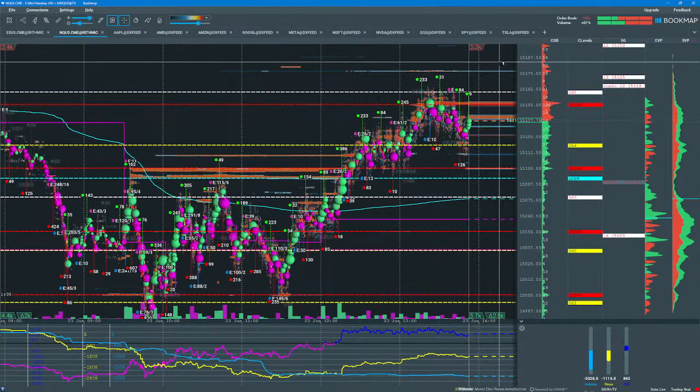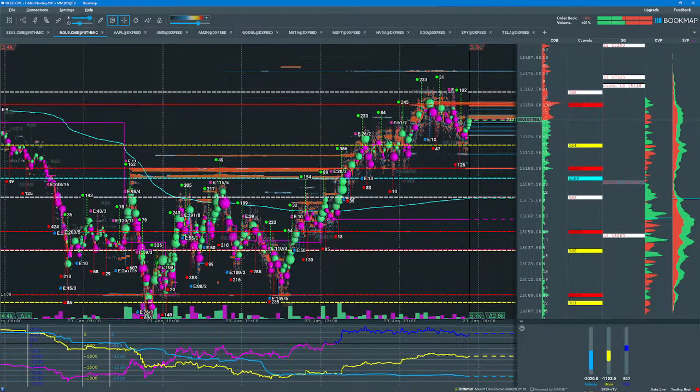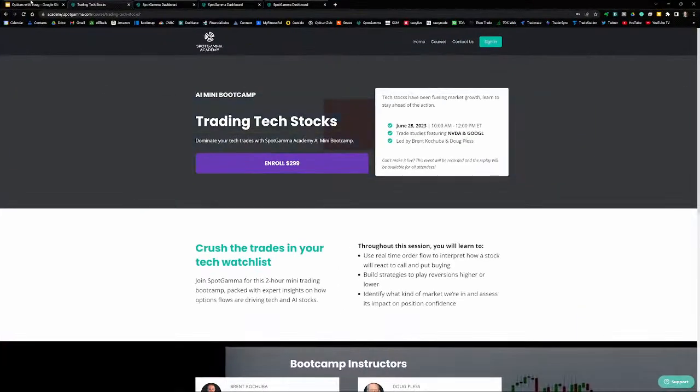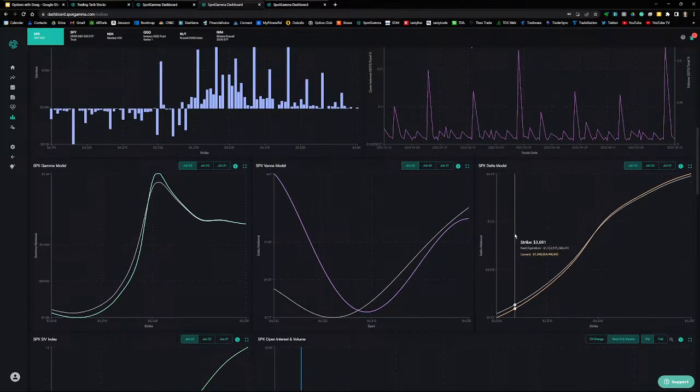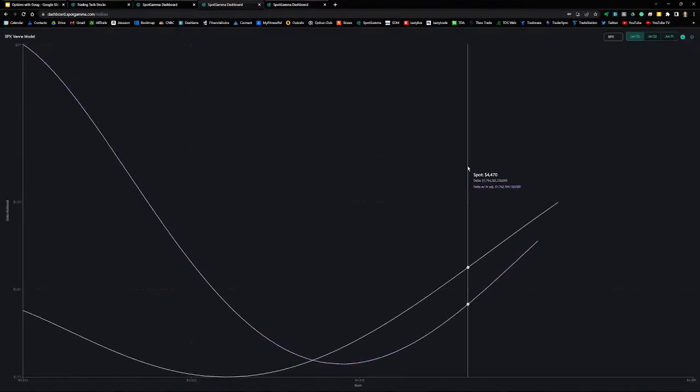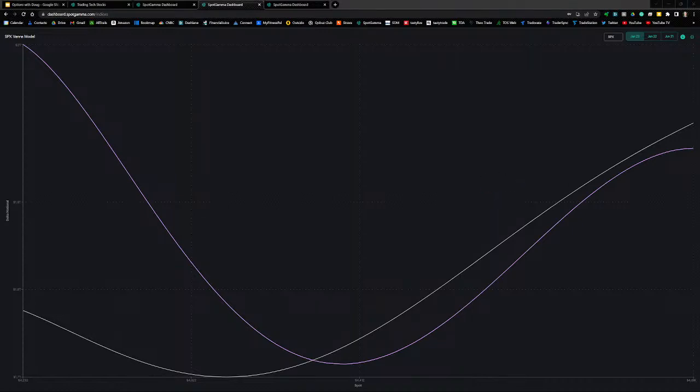All right, so let's take a look at some additional information that I use in my preparation. I'm going to take a quick look at the Vanna model. So this shows how market makers are positioned at the beginning of the day. What this chart is showing is market makers' delta exposure in the vertical axis and how that changes with changes in price shown on the horizontal axis.